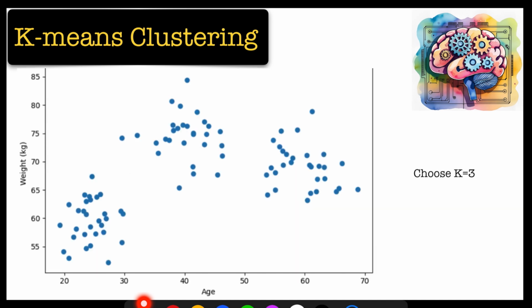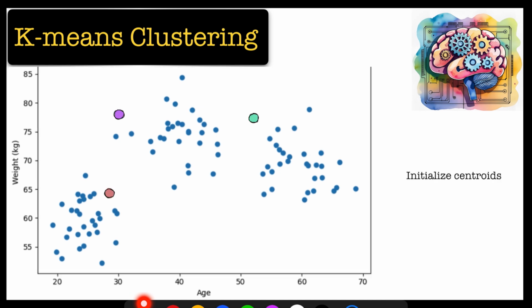So let's see the two-dimensional scenario. If k is 3, like we want to find 3 clusters from this data, let's say we'll randomly assign 3 centroids. So the clusters are basically centered around these centroids, right? So these 3 random centroids we have initialized.